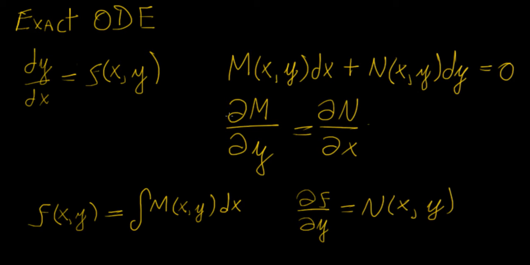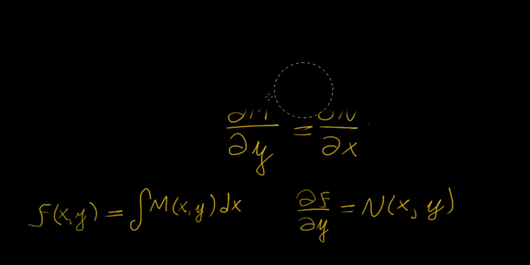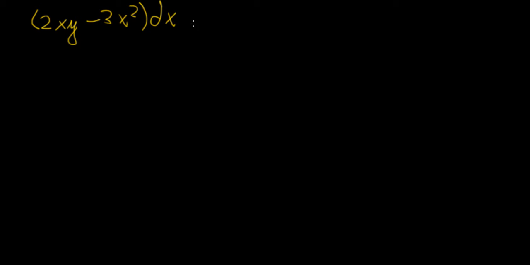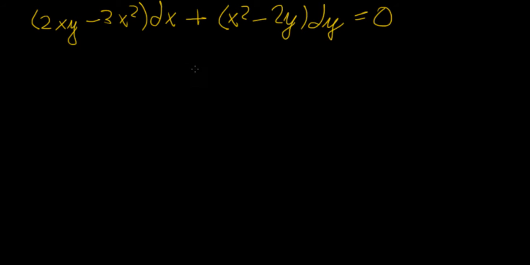So how can we apply this? Well, first of all, we need to look at an ordinary differential equation in this form and find out whether it is exact or not. In this example, I'm just going to introduce this equation: (2xy minus 3x squared) dx plus (x squared minus 2y) dy equals 0. Now, is this an exact differential equation? Well, let's find out. Let's make this equal to M, and let's make this equal to N.